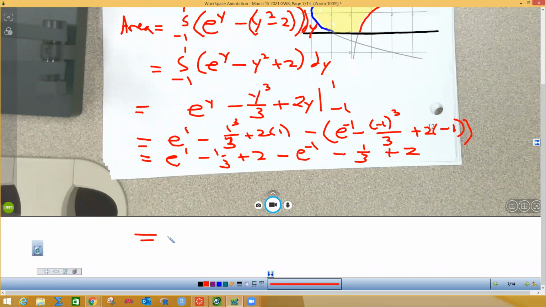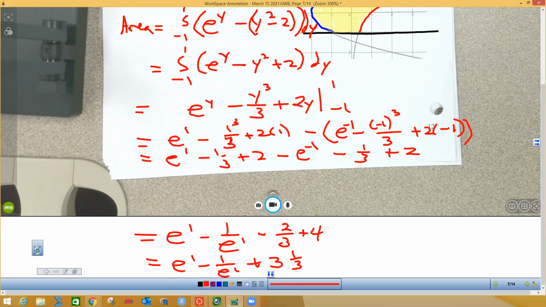So this is going to equal, let's say, e to the first minus 1 over e. I don't know, we could get common denominators. You can do all kinds of things with that. And then we got negative 2/3 plus 4. And we probably want to put these two together. So we got e to the first minus 1 over e to the first. Again, you can leave that as e to the negative 1. And 4 minus 2/3, I believe, would be a positive 3 and 1/3. I believe. So this right here is what we should have gotten for that problem.